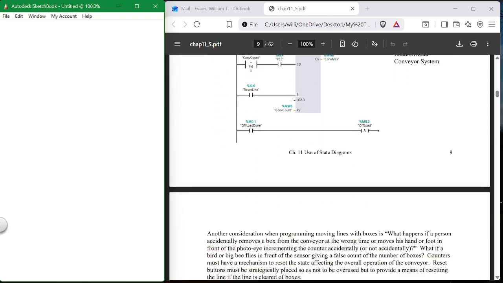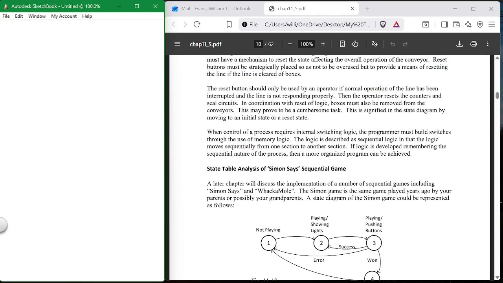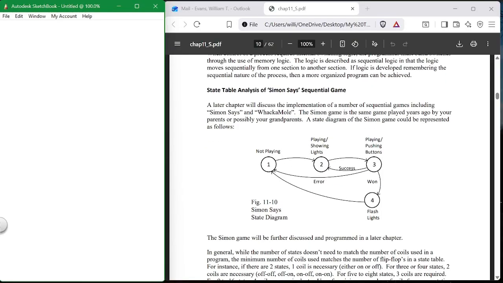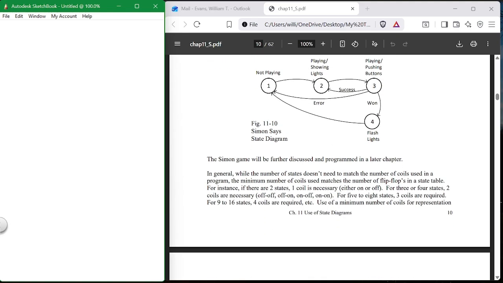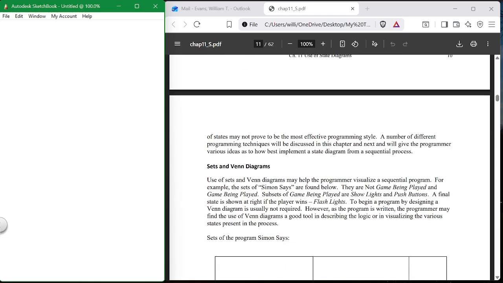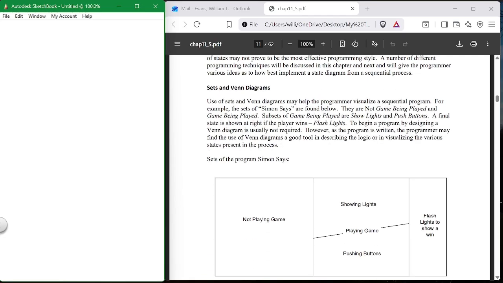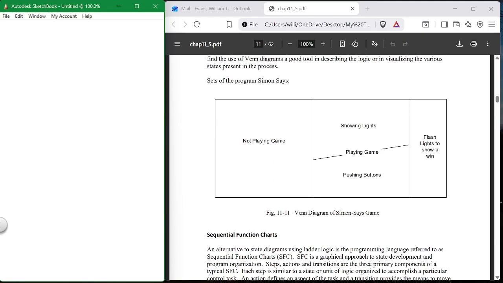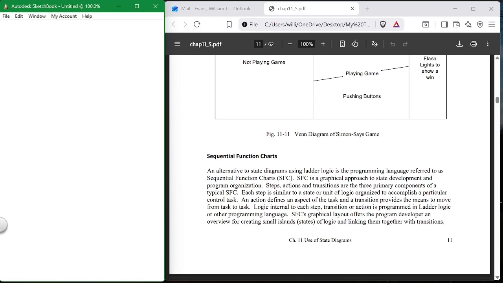Okay, and again, it makes it simpler. And the Simon Says program that you have in chapter 13 is you're either not playing or you're playing, and when you're playing, you're either showing the lights or you're letting them push the buttons. That's a state diagram. It's a fairly simple one, but it's a state diagram. And again, you can use sets and you can use Venn diagrams, although I don't talk about them other than right then, and that's as far as it goes.